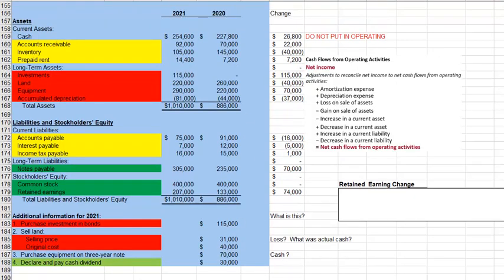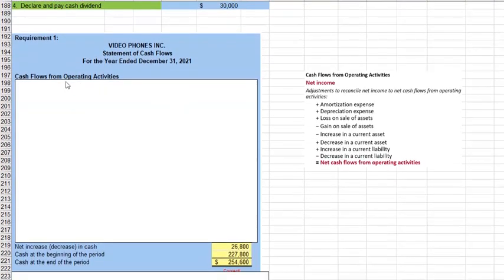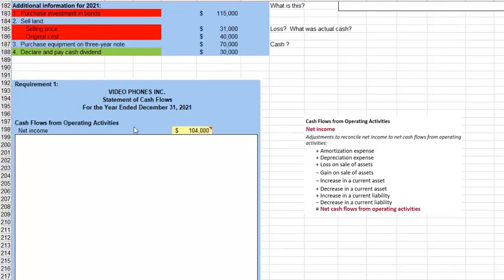We are now ready to start our cash flow statement. We are going to start with our operating activities. We're going to start with our net income. Our net income for the year is $104,000. We have now put this on our cash flow statement.